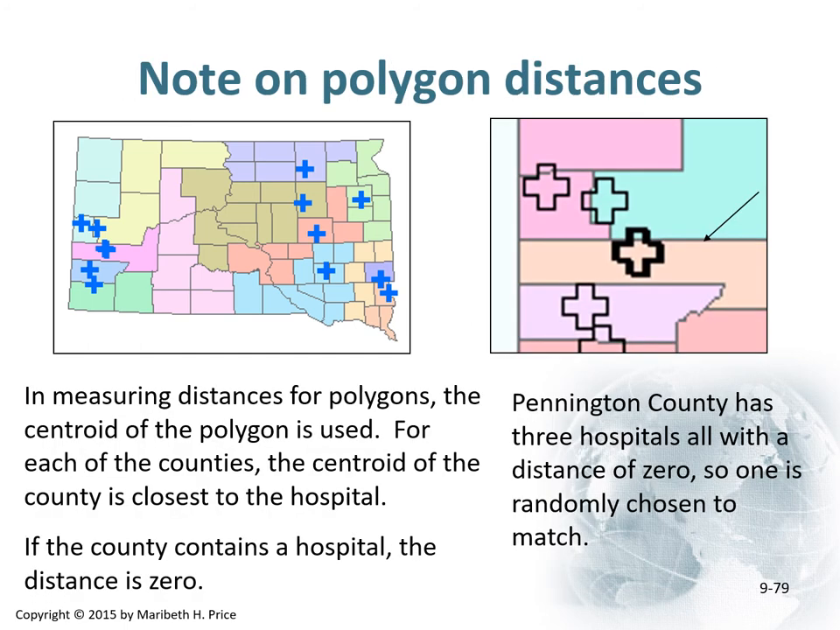Polygon distances are always from the centroid. That can be a problem if you have a highly irregular shape polygon, in that the centroid may not actually be inside the polygon. You can specify in some instances that you don't want to use the centroid, that you just want to use the boundary.